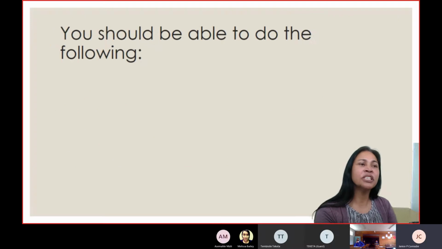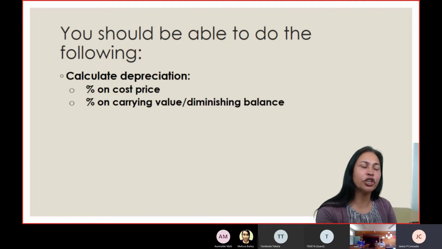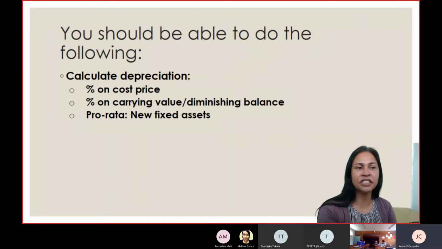rand. So what is it that you need to know as a grade 12 learner? How to calculate depreciation using the percentage on the cost price. And I think that is self-explanatory. Also, the percentage on the carrying value, also known as the diminishing balance. How to calculate the pro rata depreciation. So on the new fixed asset, it means that you will have to take into account for how long you have had the new fixed asset.